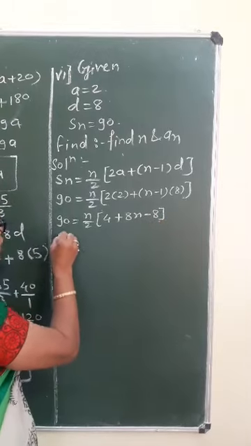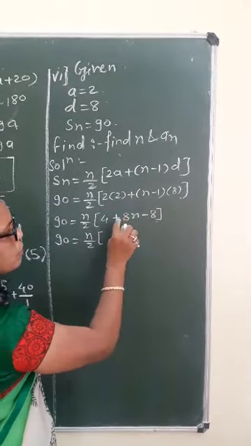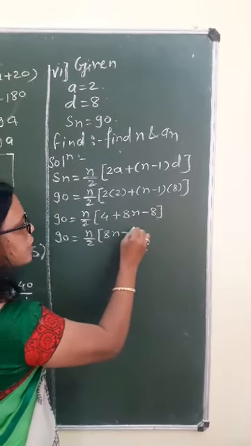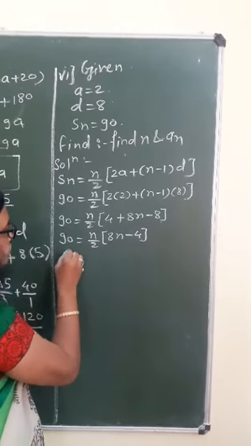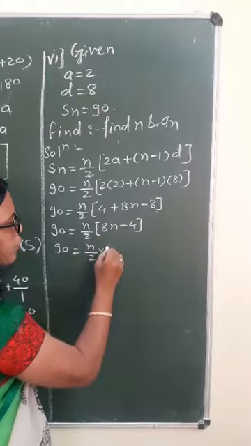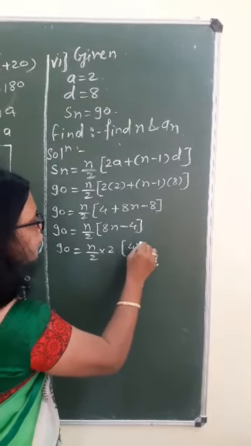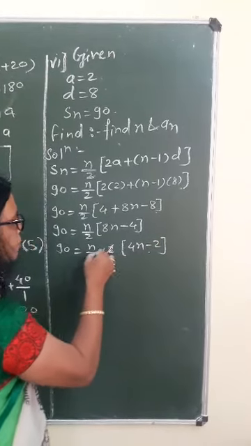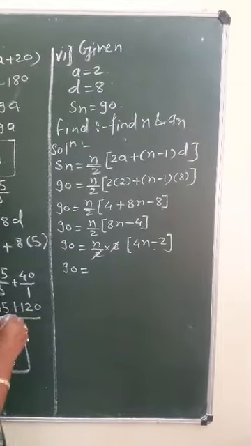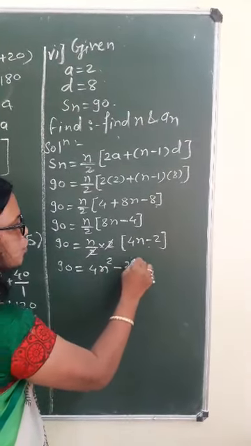90 is equal to n by 2 in the bracket. Now 8n keep as it is, and 4 minus 8 is nothing but minus 4. So 90 is equal to n by 2. We can take out 2 as common from here, means it is easy to cancel these 2. So here you will get 4n minus 2. This will be cancelled and you will get 90 is equal to n into 4n minus 2. So obviously you will get 4n square minus 2n.